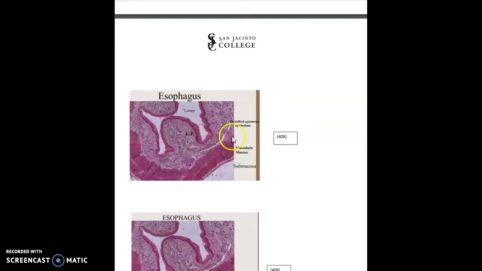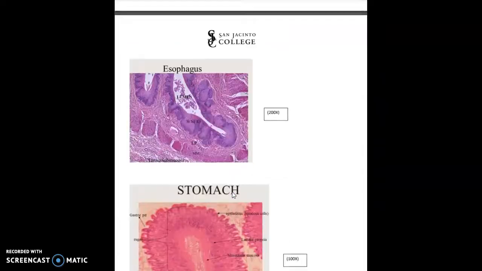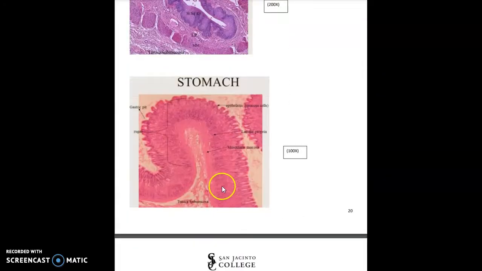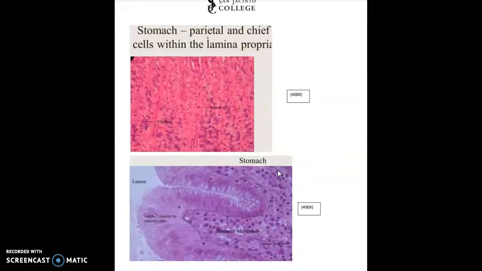Then you have the submucosa here, and then you have the muscularis. This is esophagus. It's going to be always 4 layers, remember that. And for the stomach, maybe you're going to have another slide identifying the layers. It's very important you remember the layers, guys. This slide is going to be for sure in your exam.